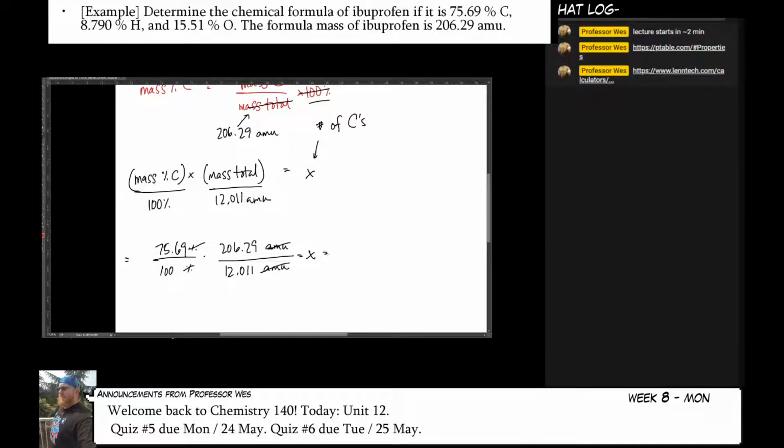And when I do that, I get 12.99999, or in other words, 13. Because the number of atoms in the formula has to be a whole number, right? We can't get a fraction, so we're going to just round to the nearest integer. So that means that my formula has 13 carbons in it.